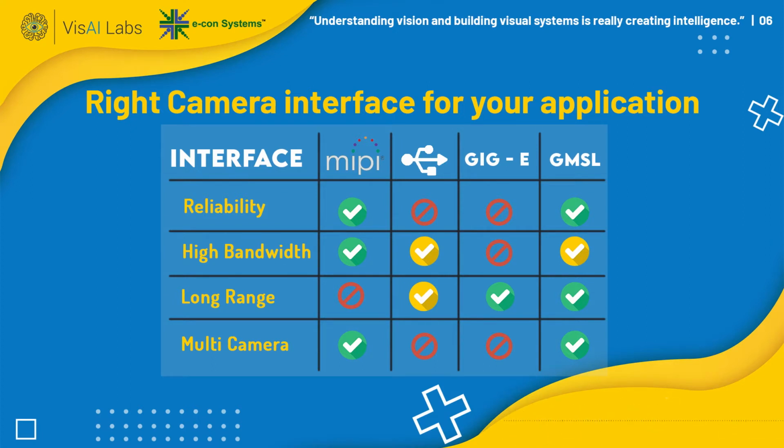For longer range, GigE would be the better option. It can go for several meters. GMSL can go up to 15 meters. Then the USB, by default, it supports up to 1 meter, but there are cables which can support up to 5 meters as well. For multi-camera, MIPI would be the better option.